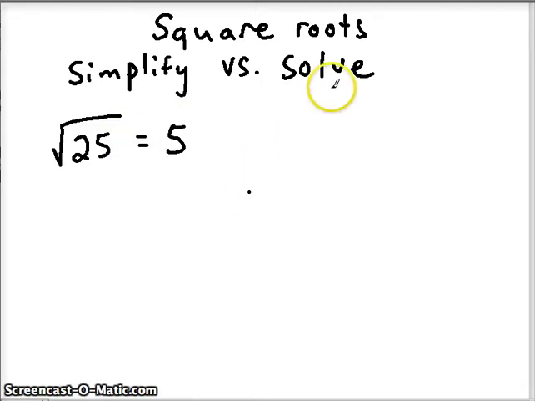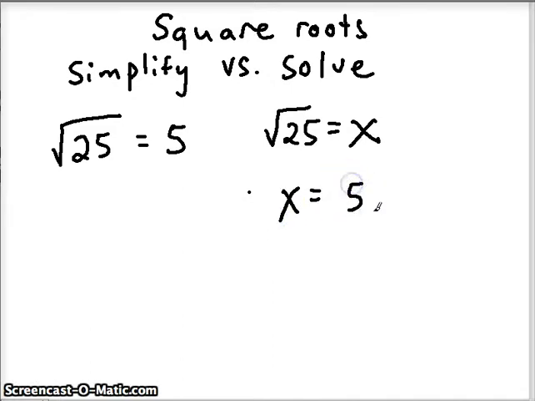But if we were asked to solve, let's say we had the square root of 25 equals x, and we're trying to solve for the possible values of x, well, there we need to say that x equals positive 5, because 5 times 5 is 25. But we also need to say negative 5, because negative 5 times negative 5 also gives us positive 25. So solving gives us a positive and a negative answer, and we can rewrite this in a simpler form.